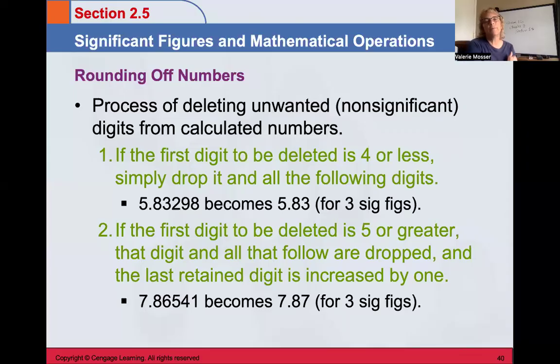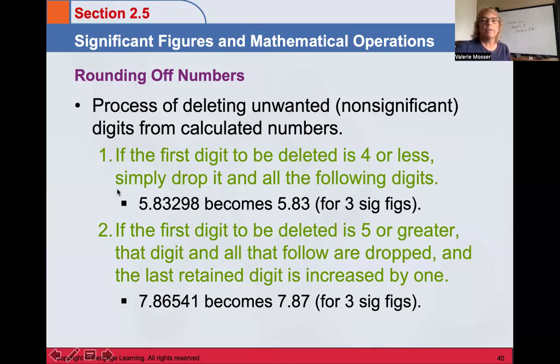Before we get to the math part, we're just going to do a couple slides about rounding, and how we want to round numbers. Rounding is the process of deleting unwanted or non-significant digits from calculated numbers. This is going to happen a lot when you use your calculator, because your calculator is going to give you a lot more sig figs than you actually need for your answers.